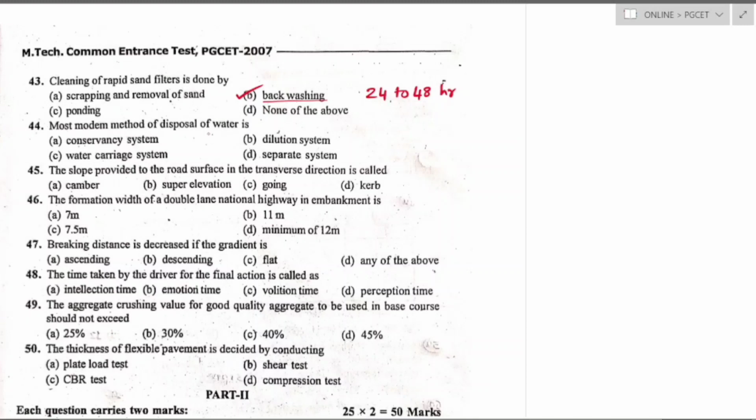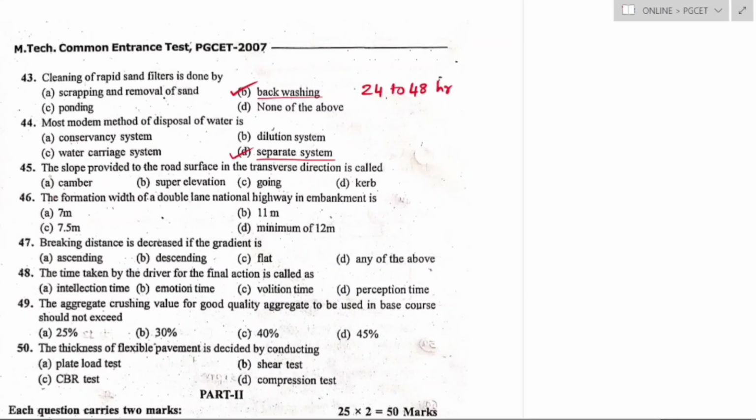Question number 44. Most modern method of disposal of water is separate system. In this type of water carrier system, the sewage water and the rainwater are separated into two pipe systems. So this is the modern method of disposal of water. Option D is the right answer.